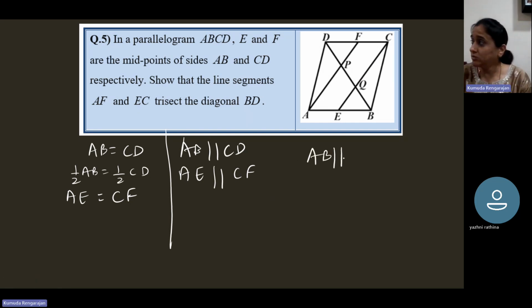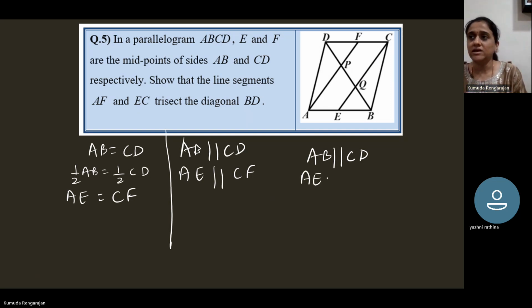AB is parallel to CD. Any part of AB, okay, so let's say AE will be parallel to any part of CD, CF, right?